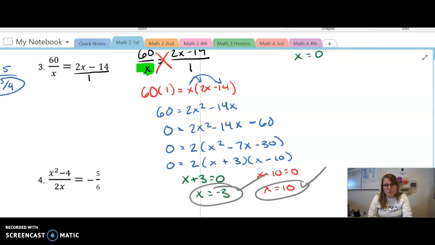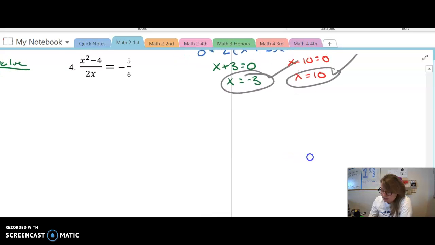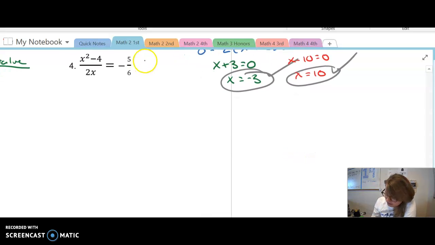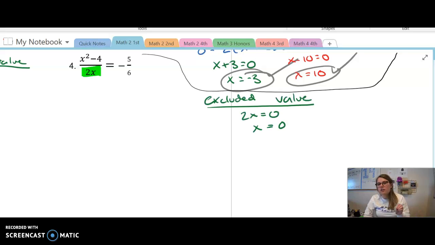Alright, let's move on to example 4. Example 4 is going to be a little bit different, but still the same idea. I'll draw a line to separate. First things first, check for those excluded values. Again, pause the video here and try finding those excluded values for yourself. If you did this correctly, you would have found that our only denominator with a variable is 2x. So we do 2x equals 0, and we find that again x equals 0 is an excluded value.